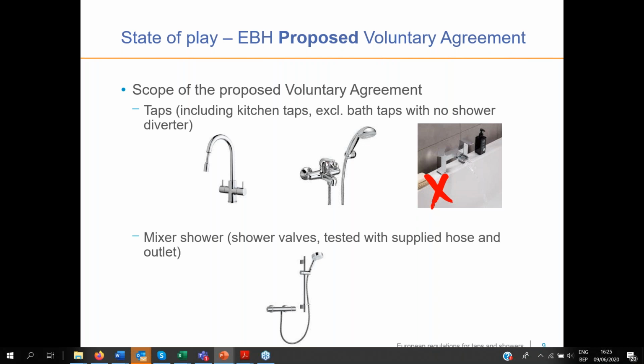So the draft proposal covers taps, including kitchen taps, but not bath taps with no shower diverter, because the intention of those is really to fill the bathtub. So it wouldn't make sense to limit the flow. And it does also cover the mixer shower, so the whole shower system and the shower outlet separately.